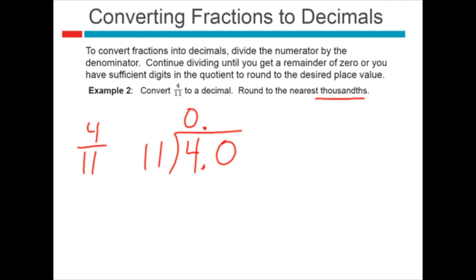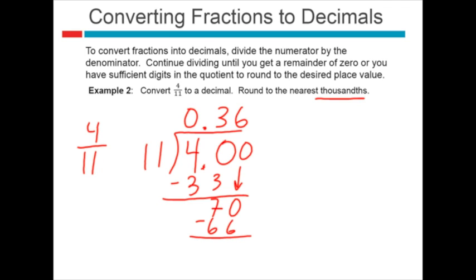So 11 goes into 40 3 times. 3 times 11 is 33. And I subtract, and I am left with 7. Now I'll add another 0 and bring it down. 11 goes into 70 6 times. 6 times 11 is 66, and I'm left with a remainder of 4.